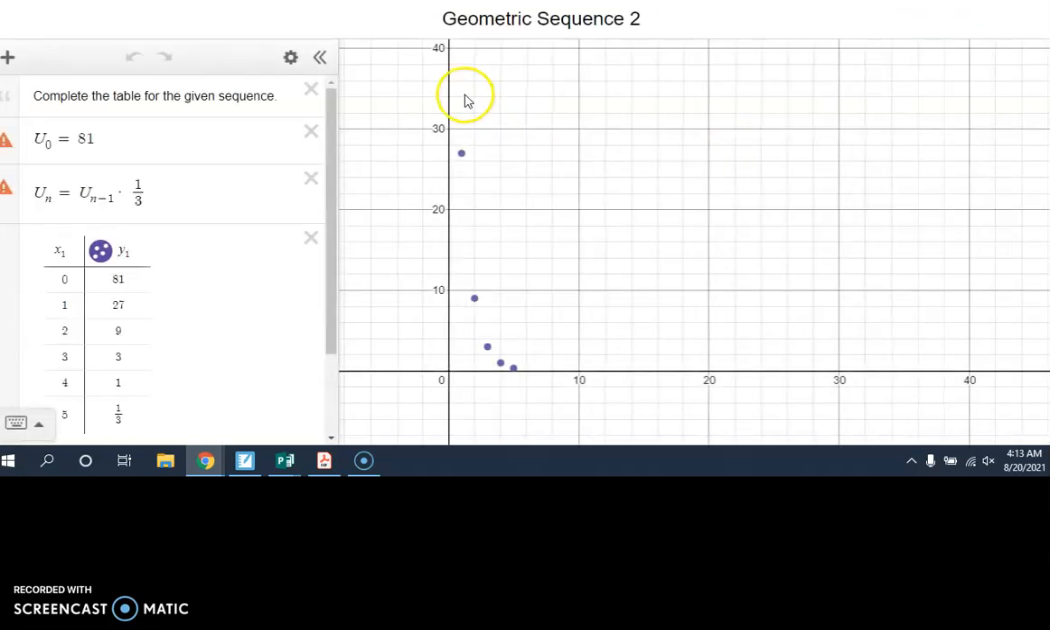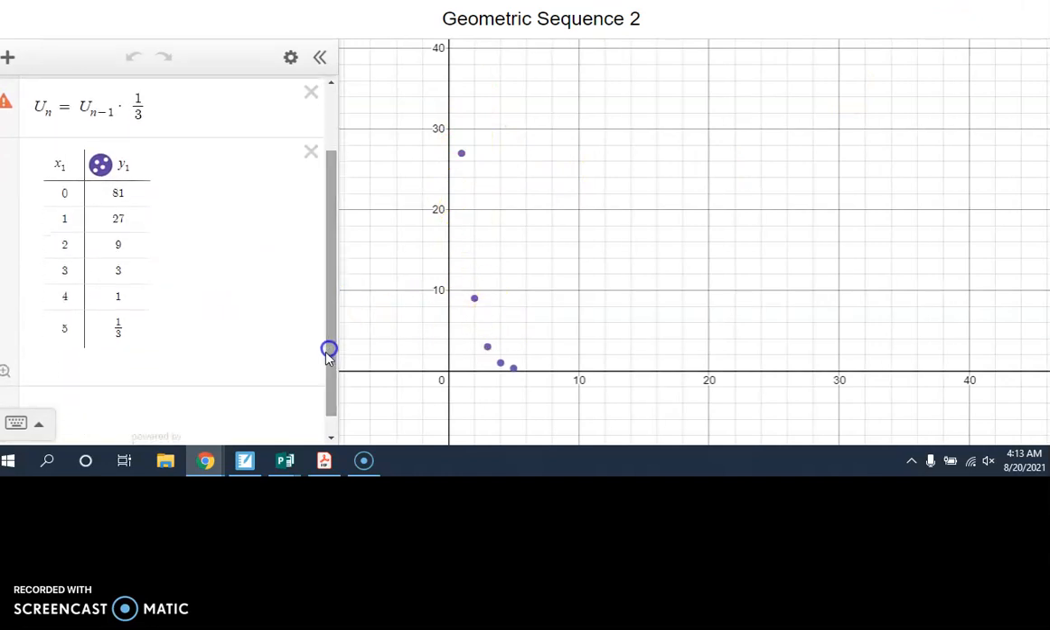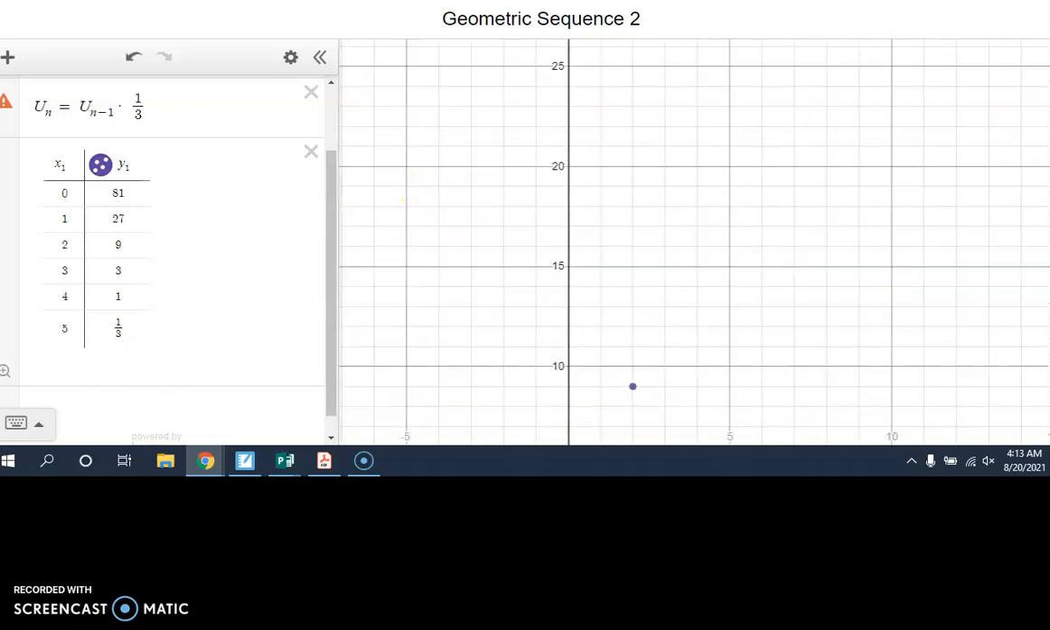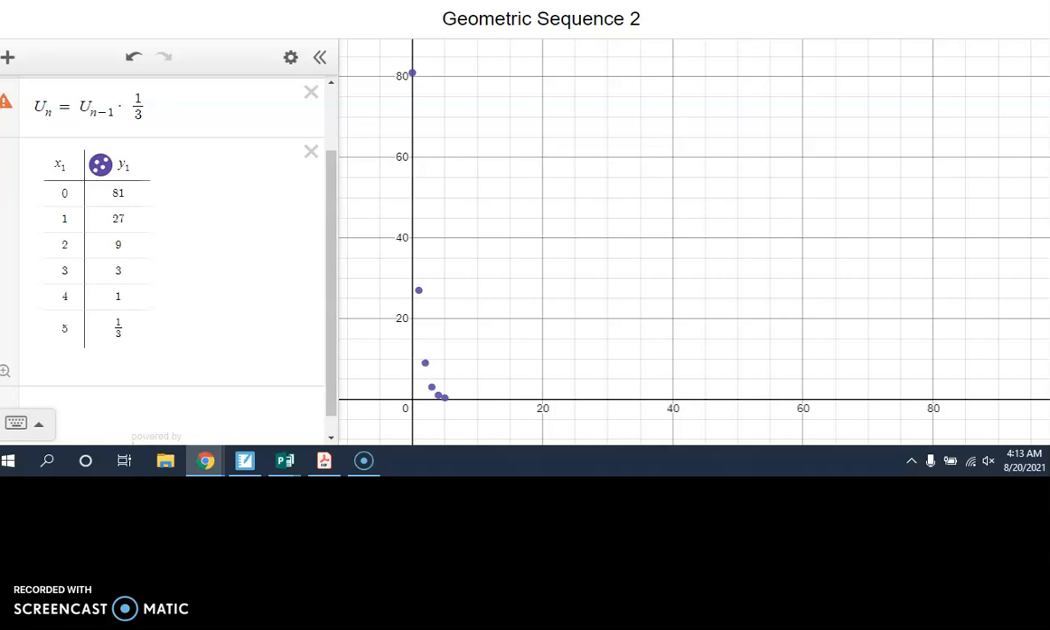This one is actually coming down, and as I look at the answers, they're getting smaller and smaller. But if I keep taking a third of the last answer to get to the next answer, I'm going to get a fraction that's smaller and smaller, but I'm never going to get to 0. So this graph is curved. It's non-linear, and it is approaching the x-axis again.